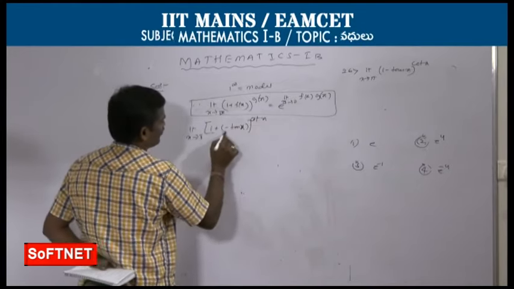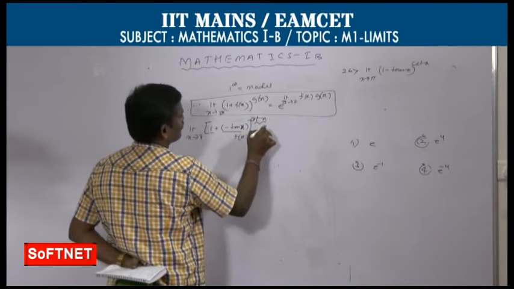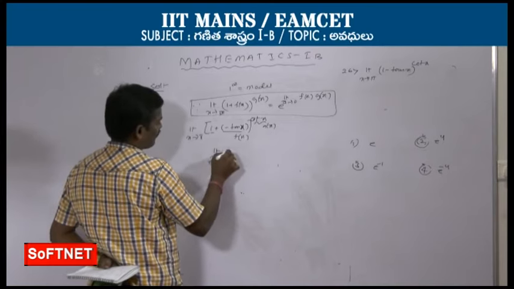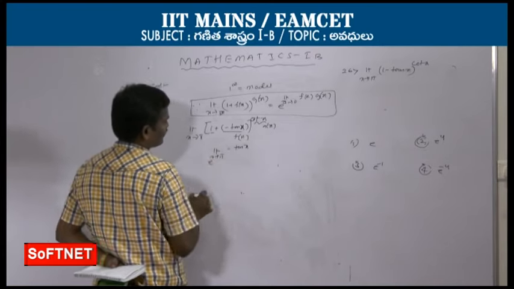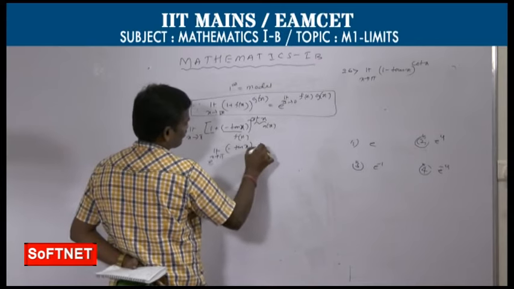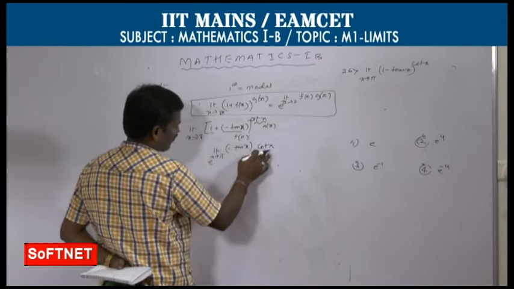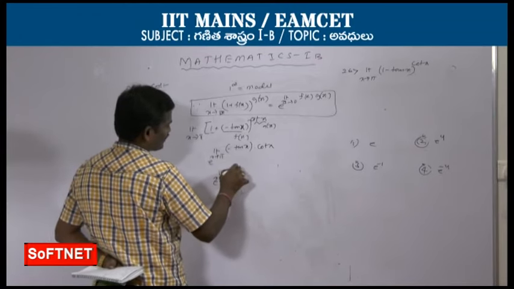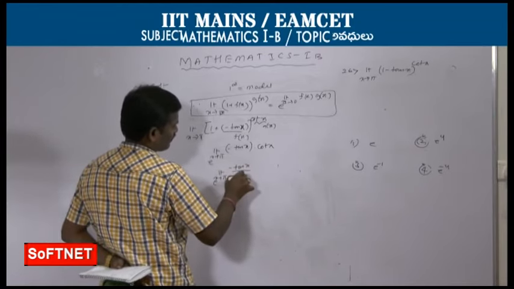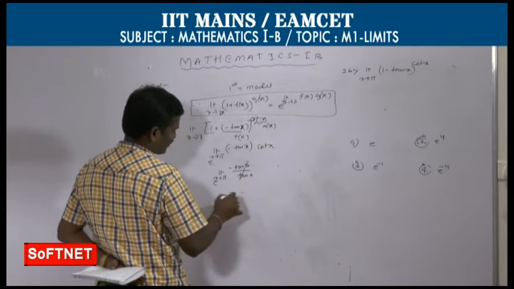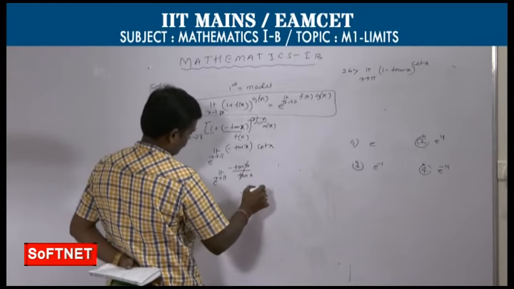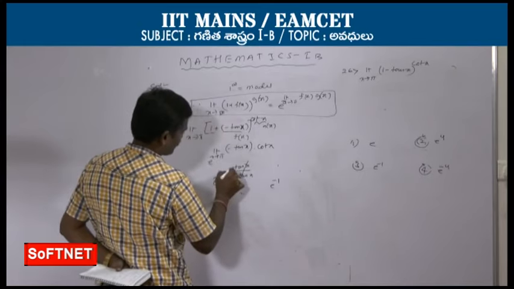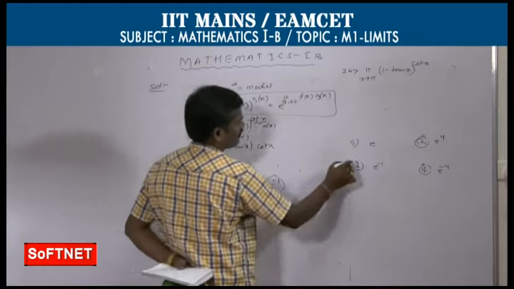So here this is f of x, this is g of x. So here e power limit x tends to pi, f of x is what? Minus tan x into cot x, g of x. So this cot x can be written as 1 by tan x. So tan x cancels. So e power minus 1 is the answer. E power minus 1 is the answer. Here minus 1 is there. So e power minus 1 is the answer. That is option third.